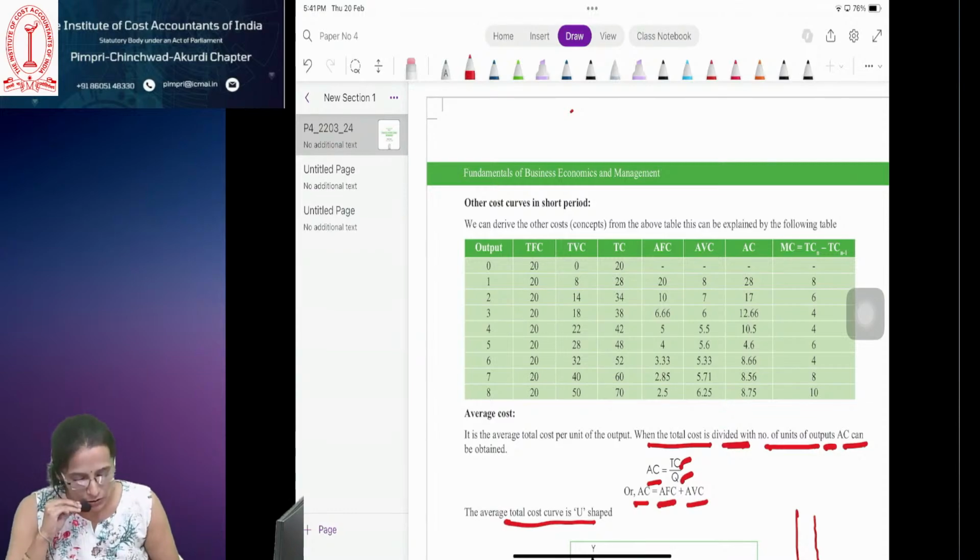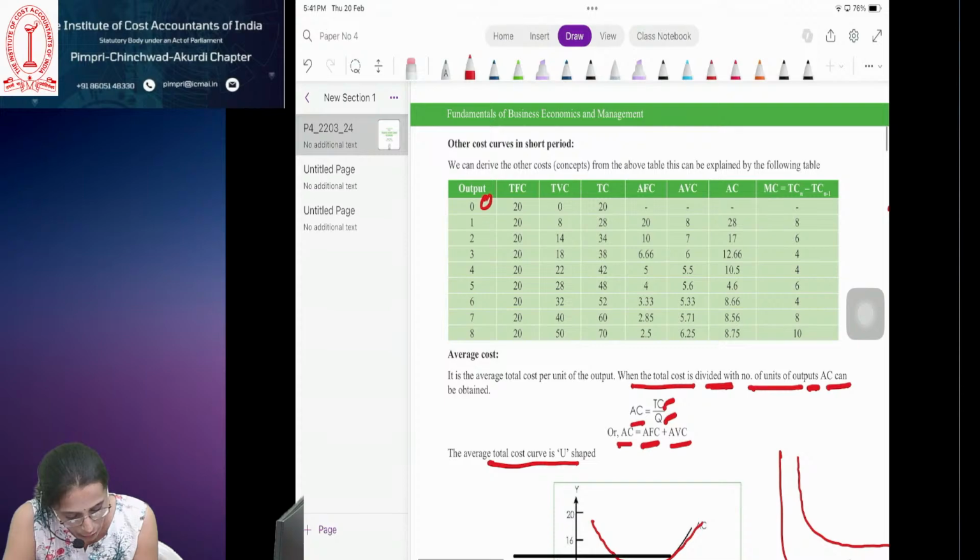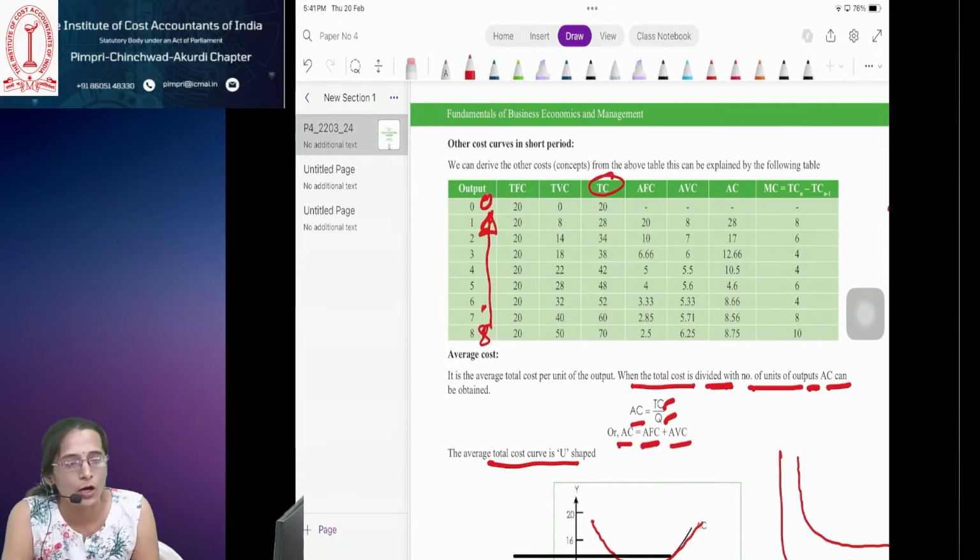Hello. So we will be seeing this table. What they are saying is, we are having 0 output till 8 units of output we are producing. The output is increasing. Total cost, what did we see? Total fixed cost plus total variable cost. So fixed cost is 20, variable cost is 0. 20 plus 0, what will be total cost? 20. So it is 20 here.